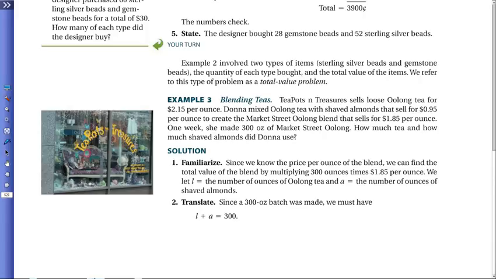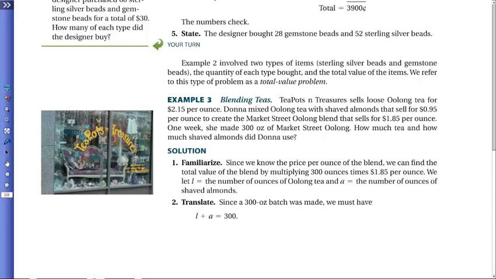So what do they tell me? Well, one week she made 300 ounces of Market Street oolong blend, right? Well, then I know that the amount of oolong tea and the amount of shaved almonds have to add up to 300. Okay, so that's the easier equation. And I do that too. I start looking at this and saying, wow, my first knee-jerk reaction, especially if we didn't have systems, would be, I don't have enough information to answer this question.